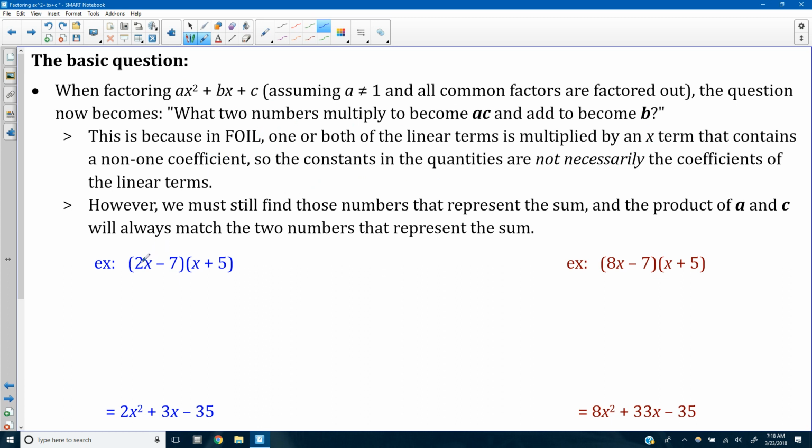When I FOIL this, I'm going to do 2x times x. That gives me 2x squared. When I do 2x times 5, that gives me 10x.